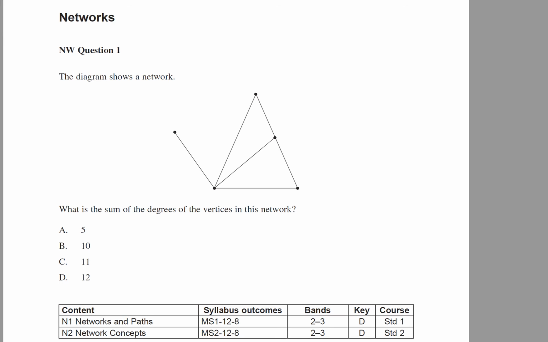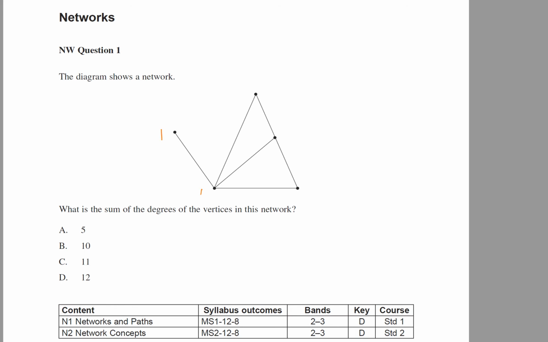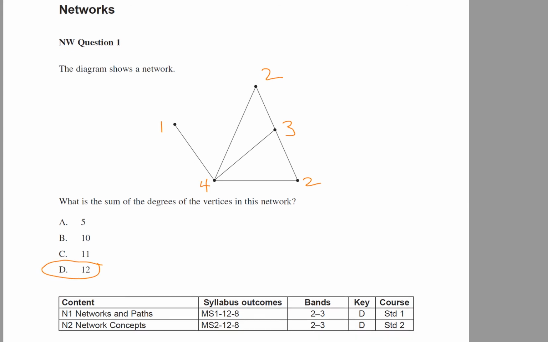So remember that the degree of the vertex is the number of edges coming off it. So here, if I change that to there, I have one edge coming off there, 4, 2, 3, and 2. If I add that up, 5, 7, 10, 12, then D is my answer there.